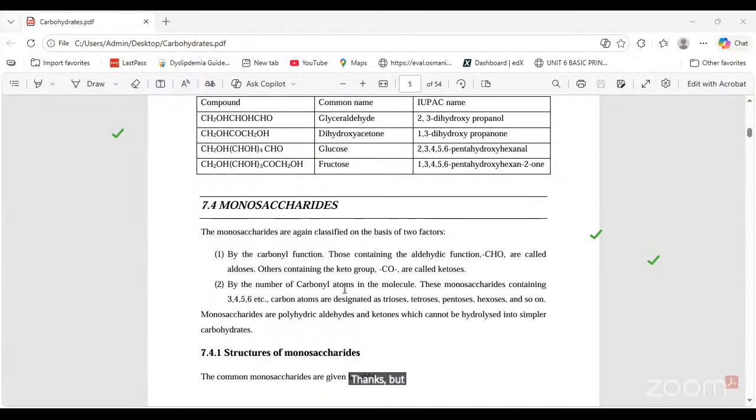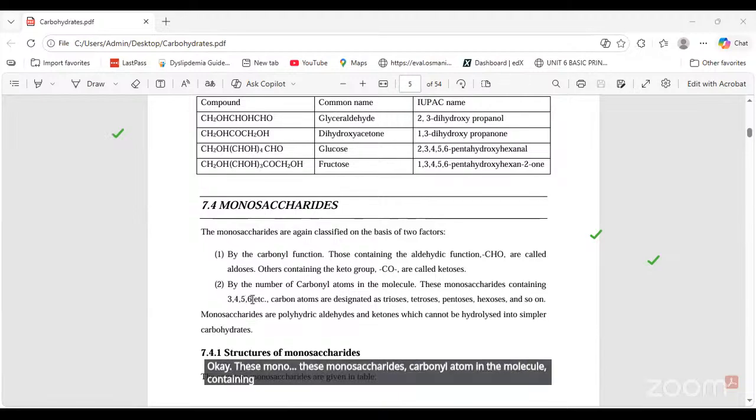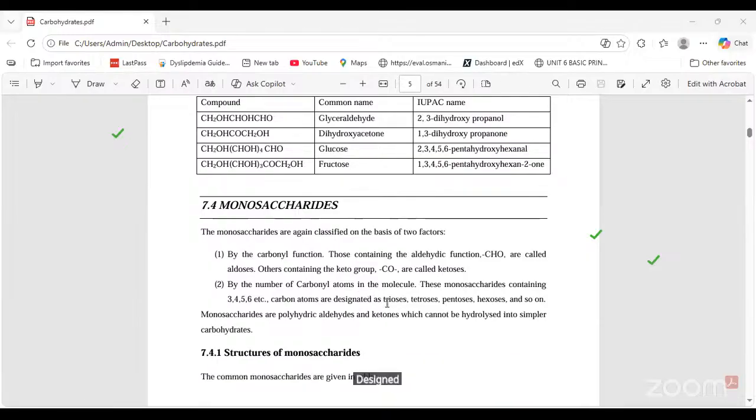By the number of carbon atoms in the molecule. These monosaccharides contain 3, 4, 5, 6 carbon atoms. From 3 to 5 is enough. This carbon atom count is designated as trioses.